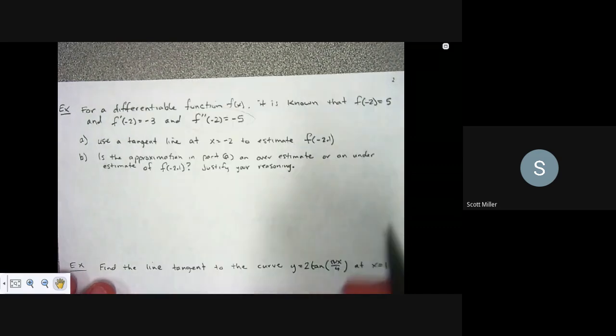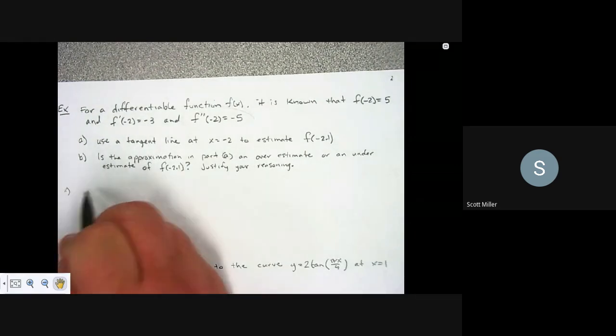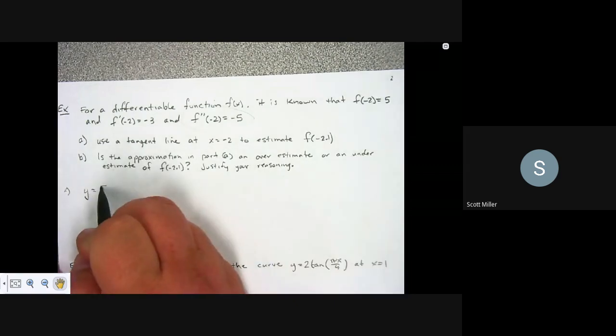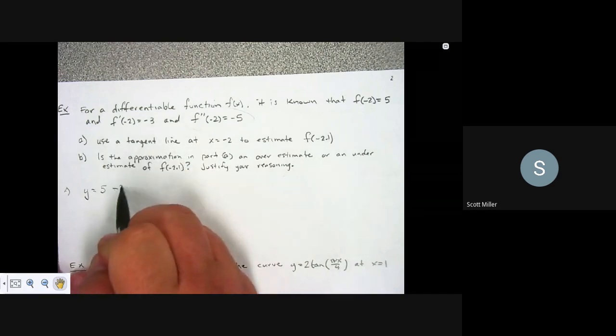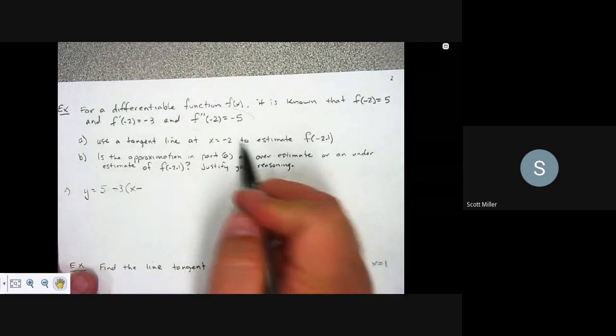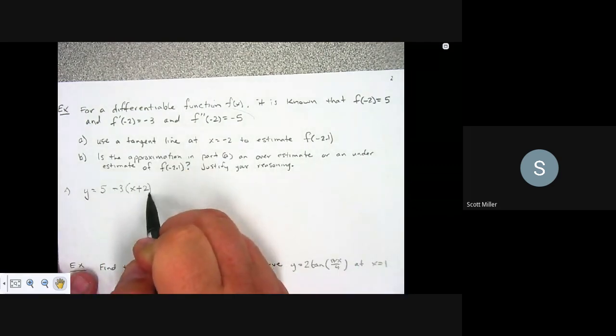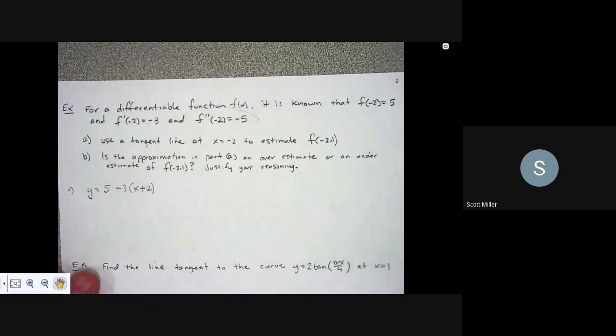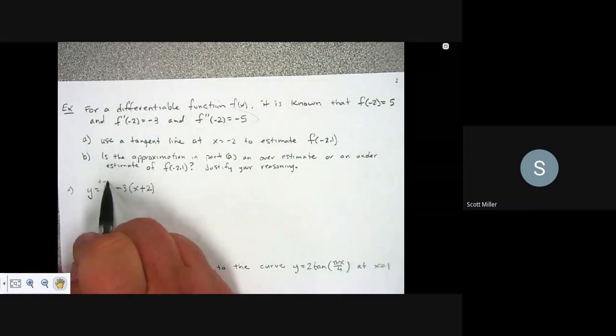We've done that several times already. So here's our part A. We need the equation of our tangent line. So I need our point, which is 5, our slope, which is -3, and then x minus -2. So that is my tangent line right here.